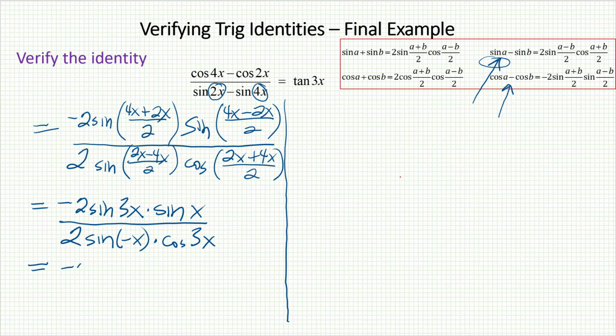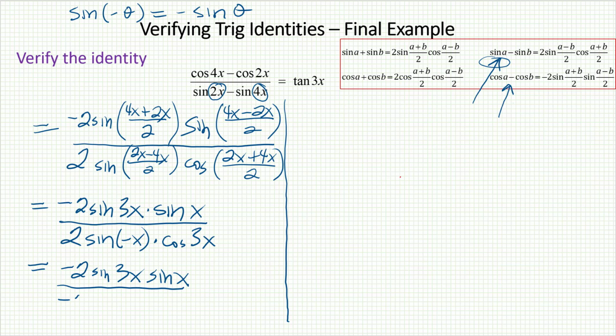Let's do that. I'm not going to touch the top at the moment. But on the bottom, sine of negative x is equal to negative sine x. Right? That's one of our identities. We call it the negative angle identity. Sine of negative x would be negative sine x. So I'm going to get a negative out in the front there, and then sine of positive x.